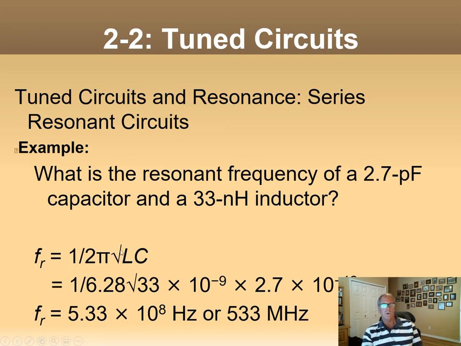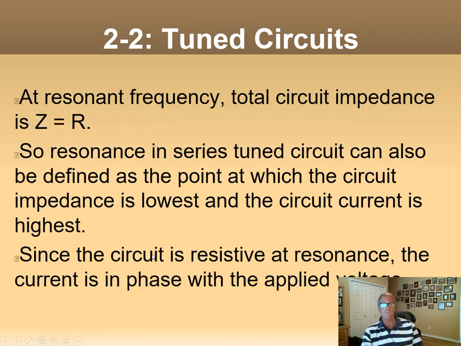So 1 over 2 pi square root of LC, resonant frequency of a 2.7 picofarad capacitor and 33 nanohenry inductor. Just plug it in, LC, square root, you end up with 533 megahertz. Again, this is another good example. You're going to want to keep your eye on this. Maybe write this one down, and keep all the formulas close by so you can use them. Resonant frequency, total circuit impedance is Z equals R, as we just said.